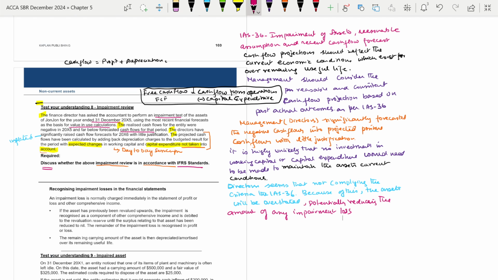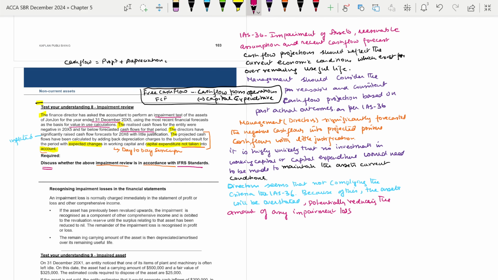IAS 36, I'm again reading from impairment of assets. Reasonable assumptions and recent cash flow forecast. Cash flow projections should reflect the current economic condition which exists over the remaining life. Okay, point to point. Next, you can write something more. You can add your own sentences, some more explanation from our side.